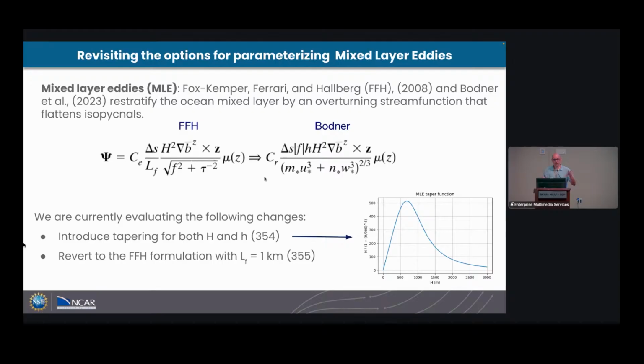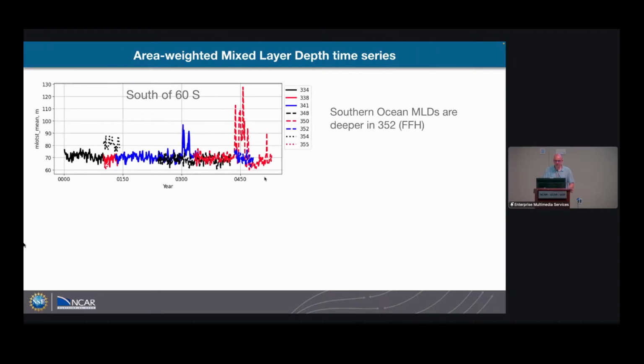So they now have runs going with these two options, and as I said, they're very short, but we can speculate and get some sense of what's going on. Going back to that mixed layer depth, area weighted, only south of 60 south, I'm adding here the two new runs. You cannot see 355 because it's too short and it's on top of the solid red, but 354, which is the one that has FFH, is highlighted here.